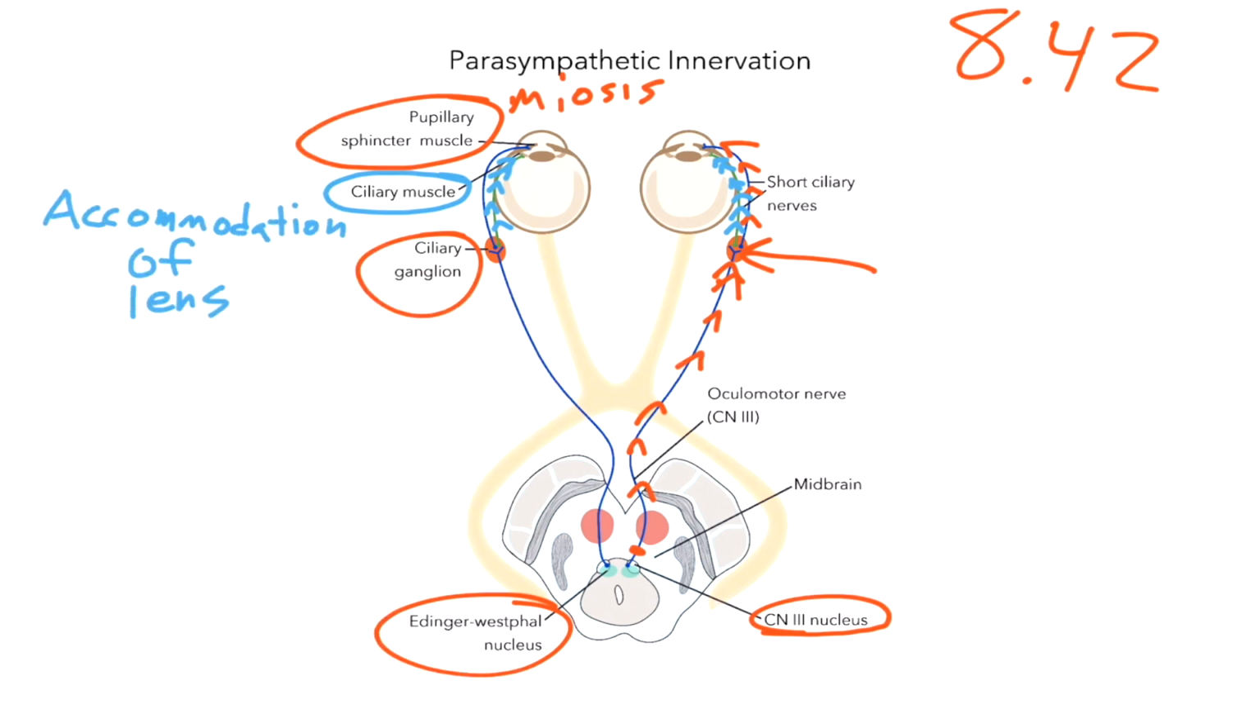Now, accommodation just means you can change the shape of the lens to properly focus objects on the retina. We're not going to talk much more about accommodation, but it's important to know that it is accomplished through the parasympathetic innervation of the eye via the oculomotor nerve.